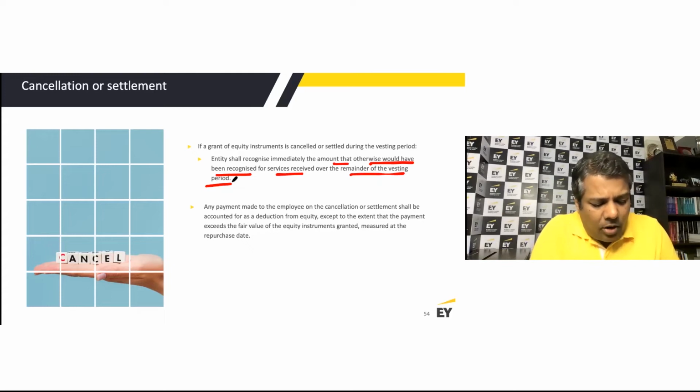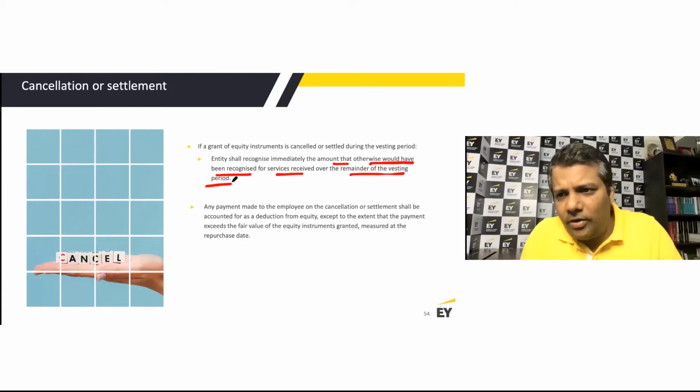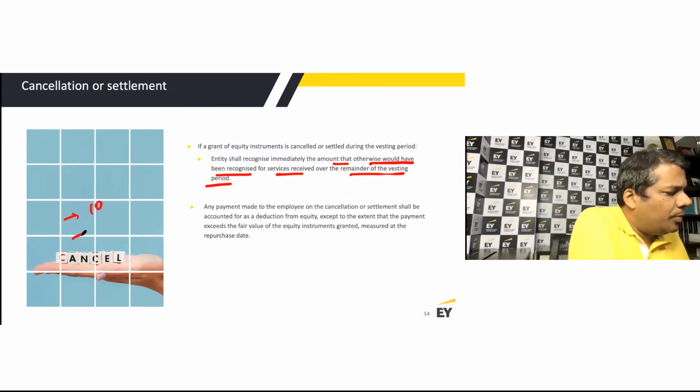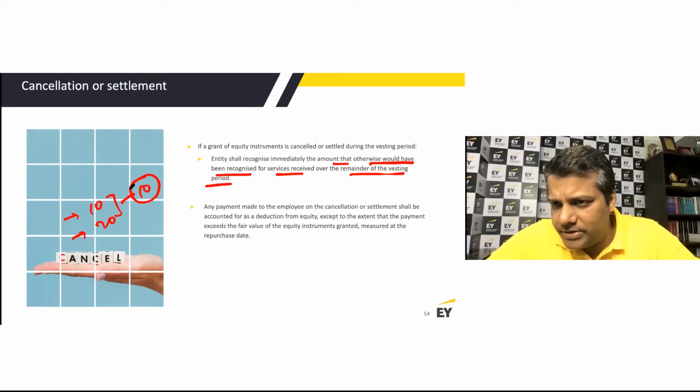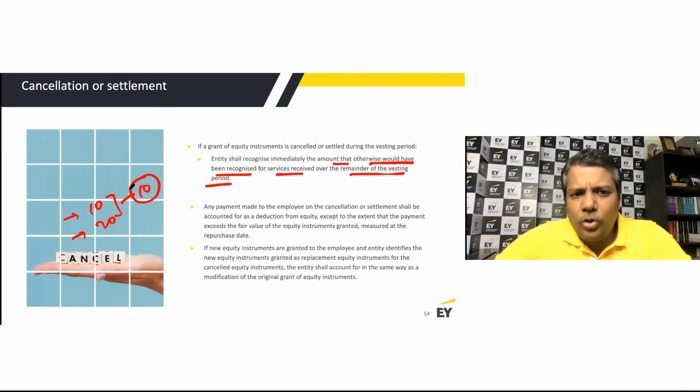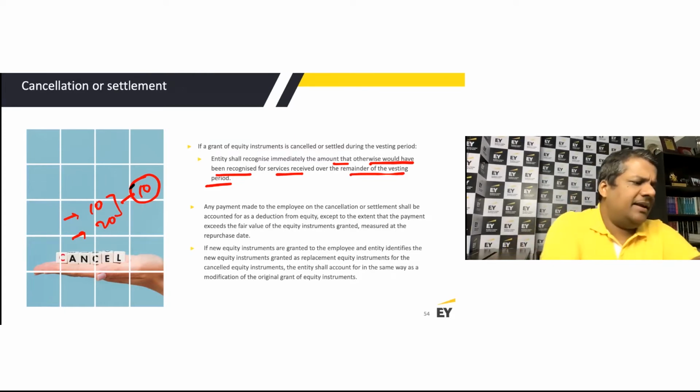Again, this is like a settlement. On the date of settlement, what was the fair value of the option, and how much money have you paid? If the fair value of the option on the date of settlement was 10, but you paid 20, the 10 you paid was in settlement of the original award which the employee was entitled to. But if you paid 20, that means you paid over and above the fair value of the option, so that extra 10 is an immediate charge to profit and loss. If new equity instruments are granted to employees and the entity identifies the new equity instrument as a replacement for the cancelled equity instrument, the entity shall account for it the same way as a modification, as we just explained.